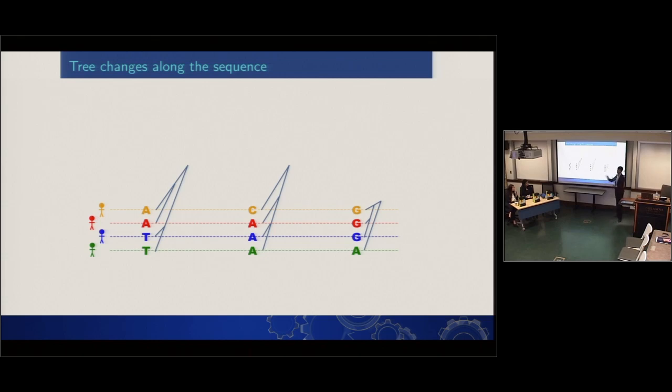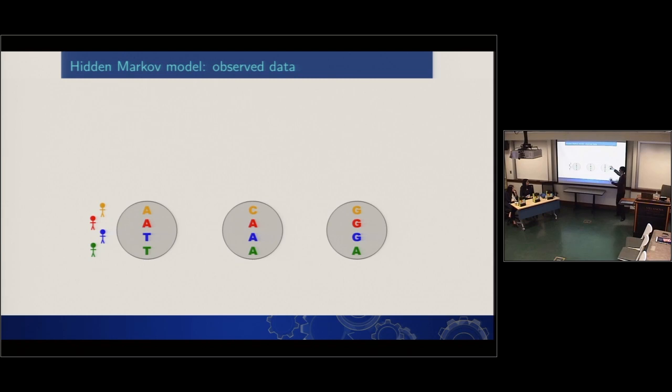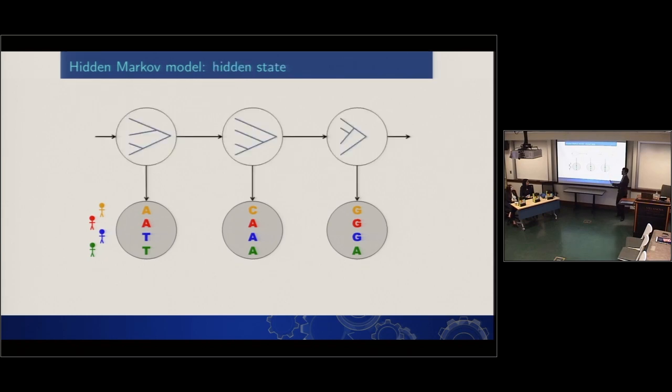But if a bunch of random people happen to be very genetically similar, maybe we think the population is small. This gives us an idea of what population size we're looking at. From a machine learning perspective, we think about this as our observed data, and we think about the evolutionary tree as our hidden state. We don't know this. Just looking at the data, we have no idea about it, but that's this hidden variable.